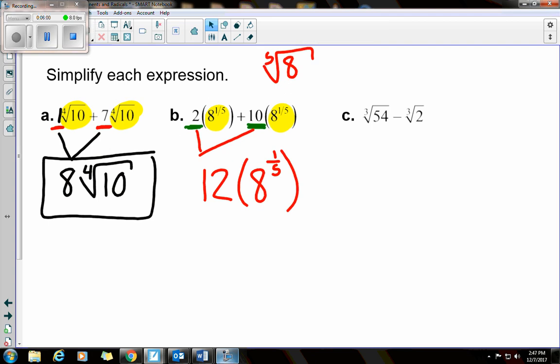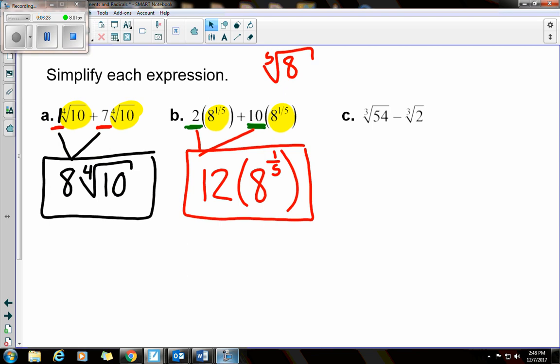Combine your like terms. Okay, we end up just with 12 times 8 to the 1/5. Now, again, a lot of you are going to want to try and multiply that 12 and 8 together. You can't. You cannot multiply those together. You have to keep them separate because 8 to the 1/5 is not a nice number. Keep them separate. This is as simple as it can go.